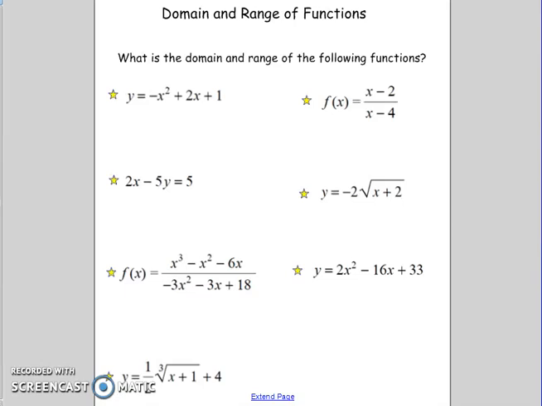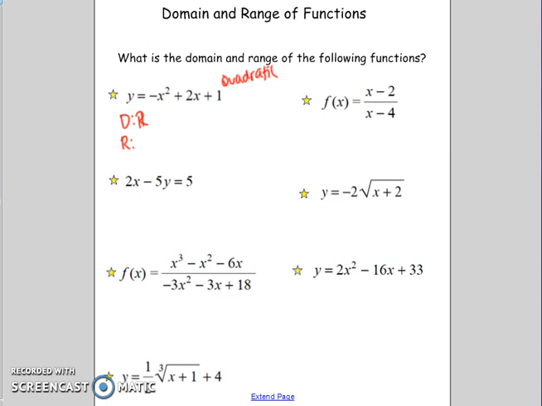We've done a lot of different types of functions throughout the year, so now we're going to recap all the different functions and find their domains and ranges. So the first one on here is a quadratic. Since we have an x squared term, we know that this is a quadratic. The domain of a quadratic is always all real numbers. The range is going to be based off of that vertex point.